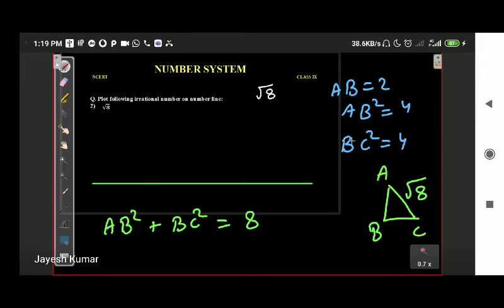Now I am telling you the square of a length is 4. So the length will obviously be 2. So if I take AB as 2 and BC as 2, if I take perpendicular as 2 centimeter and base also as 2 centimeter, in such a case our hypotenuse is going to be under root 8 centimeter. So this one is quite easy.